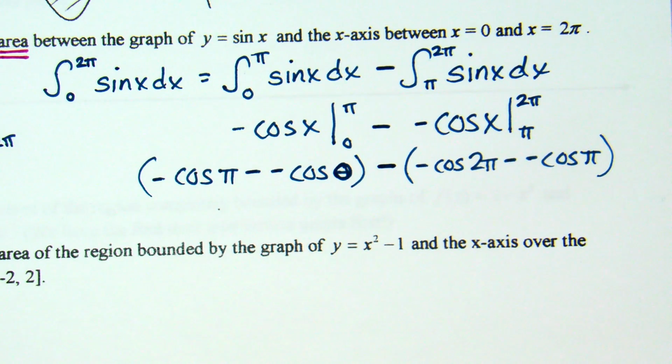Here's the other option. Your cosine graph. Are you comfortable with your cosine graph? Here's my cosine graph, yes? So it's 0, pi over 2, pi, 3 pi over 2, and 2 pi. This value up here is 1. This value down here is negative 1.